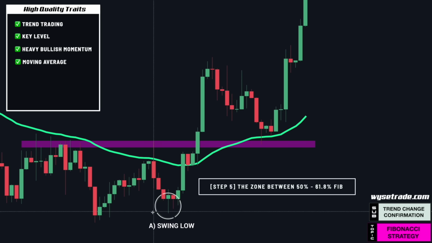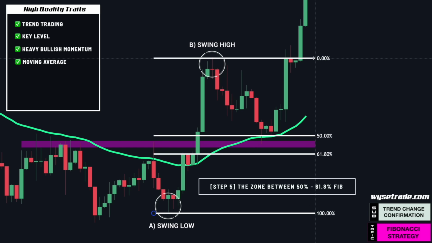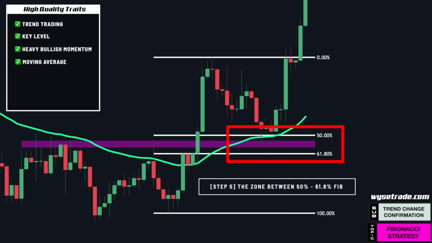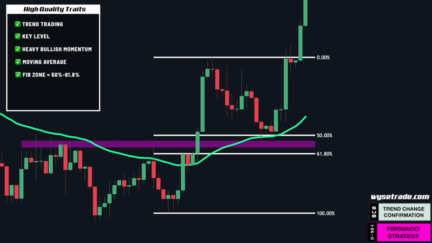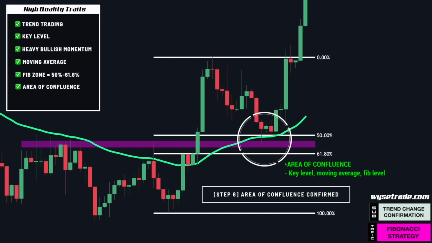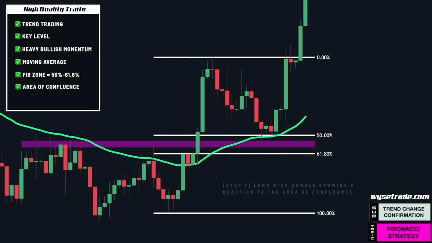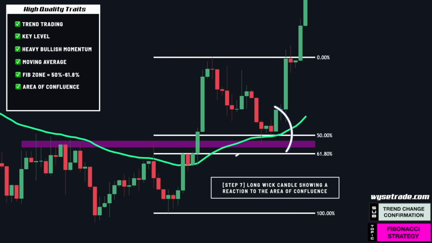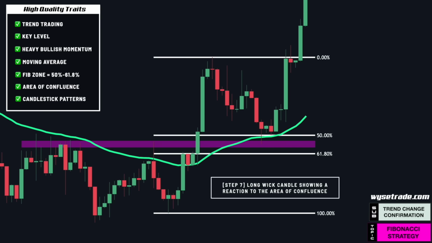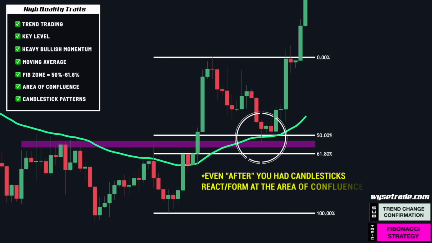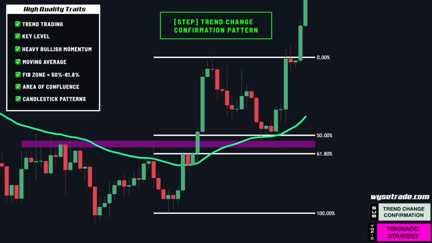With the Fib tool, swing low to swing high, and you have the 50% to 61.8% Fib zone that lines up with your trade opportunity area. This then gave you an area of confluence. When price pulled back to this area, you had a long wick candle right at the level, which shows a reaction to the area of confluence. At this point, you still don't jump into a long trade instantly. This then leads us to the next step required, which is the trend change confirmation pattern.